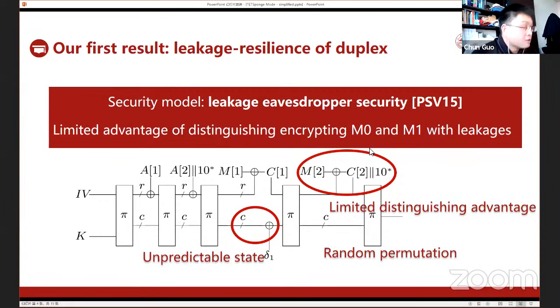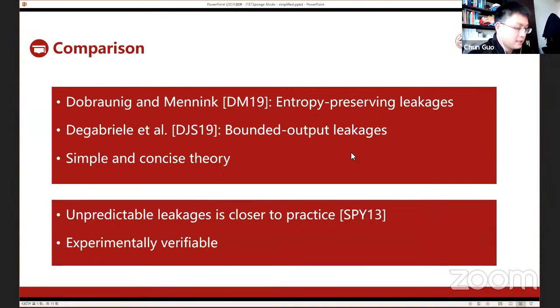There were two concurrent works on leakage resilience of duplex. They use the entropy preserving leakage assumption and the classical bounded input leakage assumption. And I think they offer simple and concise theory and analysis. But for our results, the unpredictable leakage may be verifiable in practice. We can just run a side channel state recovery and measure the success probability, and this is the advantage. So anyway, the two approaches are complementary, and I hope all of them could help push this research direction forward.